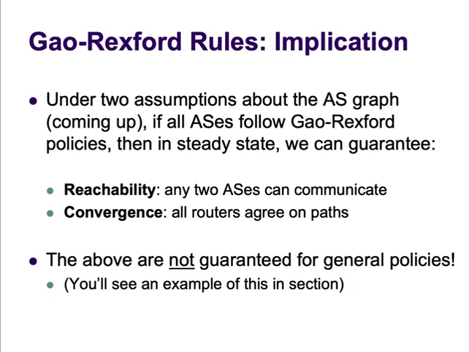What is important to realize is neither reachability nor convergence are guaranteed if we are in the space of more general policies. There's been more formal theoretical work showing that if you deviate from something like the Gao-Rexford rules or these assumptions even a little bit, then all bets are off in terms of what you can say about convergence or reachability on the internet. And you'll do an example in section where you'll see how routes can oscillate forever and never converge if you're not limited to the Gao-Rexford rules.